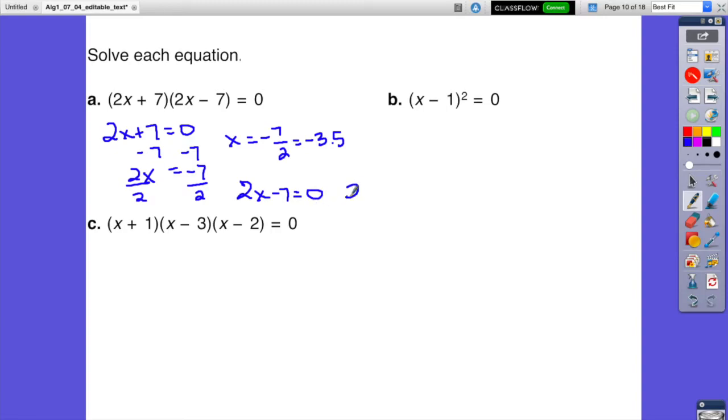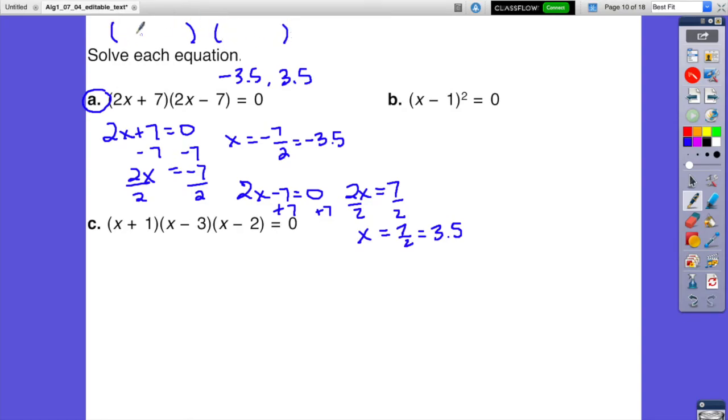I'm going to add 7 to both sides. So 2x is going to equal 7, right? When I add 7 to both sides, I'm going to divide both sides by 2. So x is going to equal 7 over 2, which is the same thing as 3.5. So for A, my two roots are going to be negative 3.5 and positive 3.5. That's where it's going to cross the x-axis. You can also write them as ordered pairs. My first ordered pair is going to be negative 3.5 and 0, and my second ordered pair is going to be 3.5 and 0.